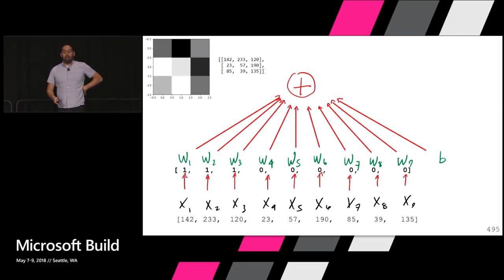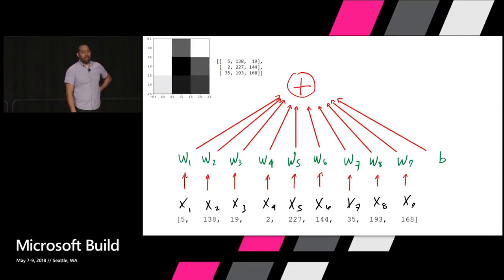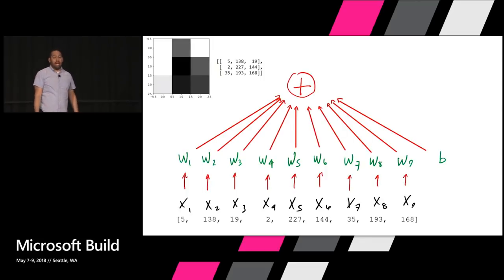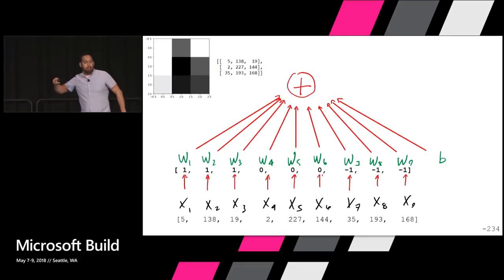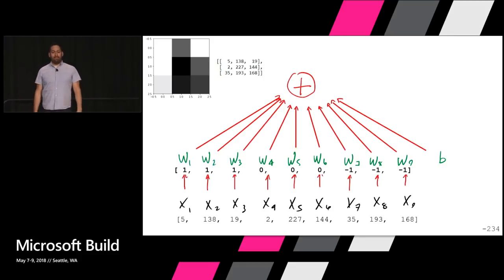Booyah! But what if we get this image? We want the same W. What would you put there? Easy. We just put negative numbers at the end, right? While still retaining the positive numbers at the front. Do you see that? So now the answer is negative 234, and we guess bottom, right?